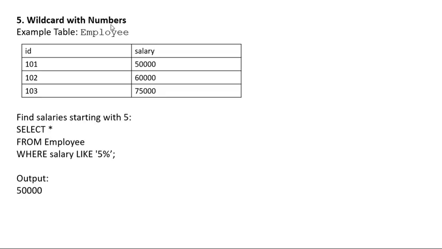Fifth is wildcard with numbers. For example, the table has employee, ID, and salary, and we want to find the salaries starting with 5: SELECT * FROM employee WHERE salary LIKE '5%'; The output is the salaries that start with 5 followed by any characters, such as 50,000.